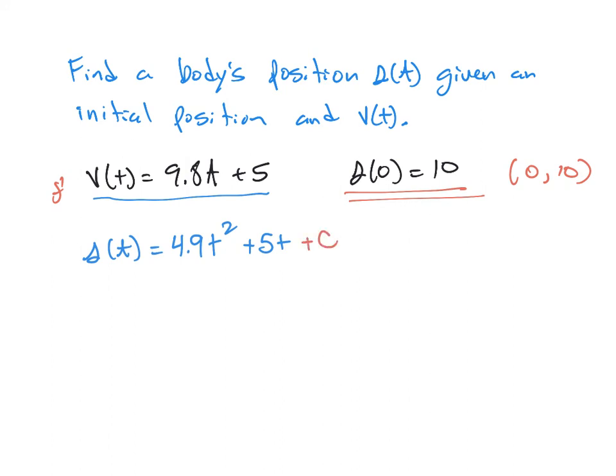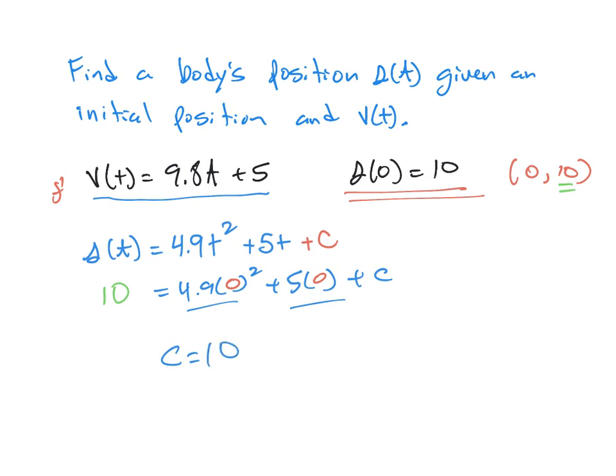Our job is to figure out what the value of C is that meets this initial condition of (0, 10). So now we do what we did in the last problem. I'll put 10 in for the function value, so 10 goes here. And I'll put 0 in for the t values. Then I'll just solve for c. So this is 0, and we end up with c equals 10.